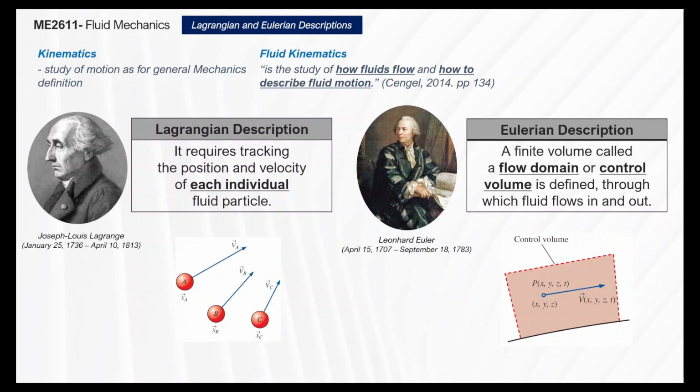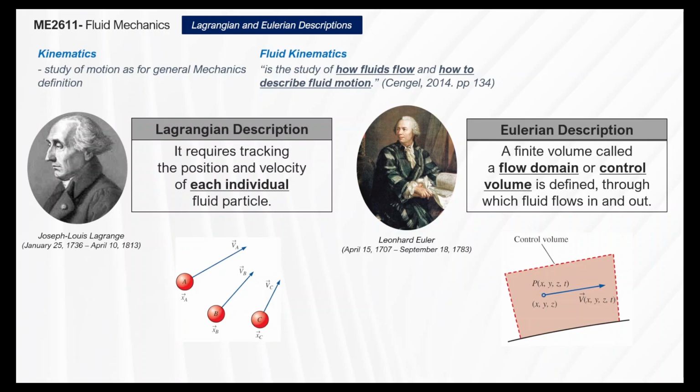We mainly use Lagrangian for dynamic rigid bodies, where tracking the individual fluid particles is the game. Again, the main proponent is Joseph Louis Lagrange, and then for the Eulerian description, the proponent is Leonhard Euler. I'm still getting the hang of the pronunciation.